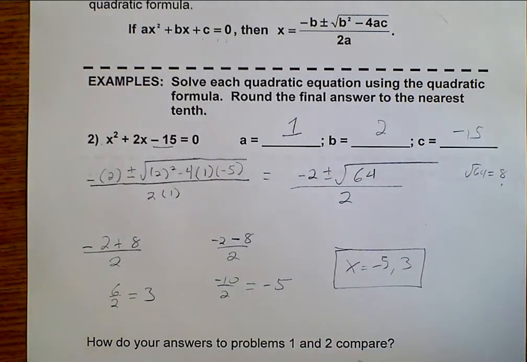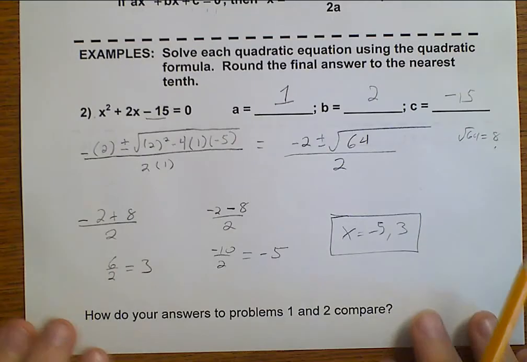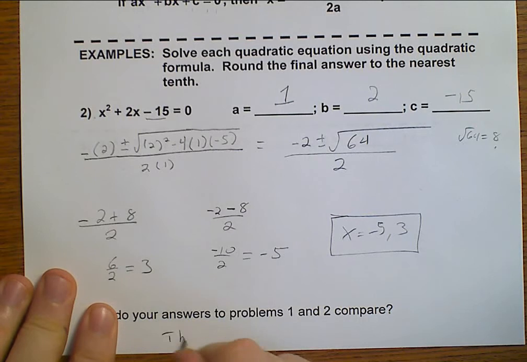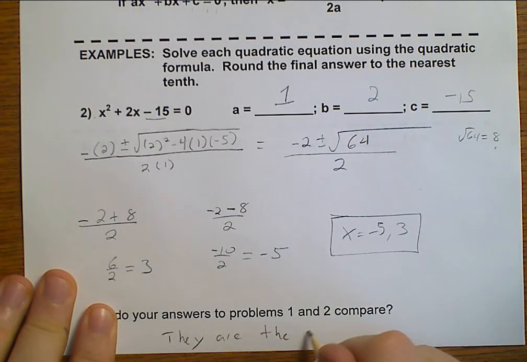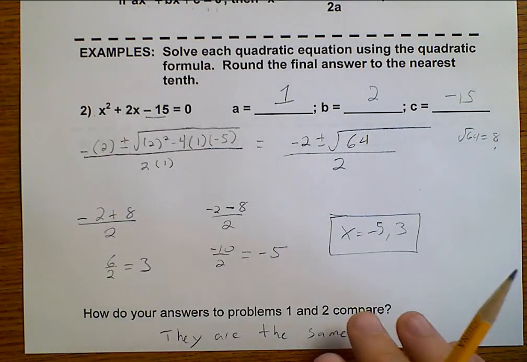How do we compare? Well, up here it's also negative 5 and 3. How do they compare? They are the same. So this formula is very handy, very nice to use. You may prefer this formula over factoring. Or you may prefer factoring, it just depends.